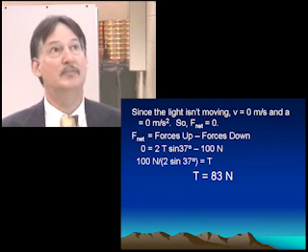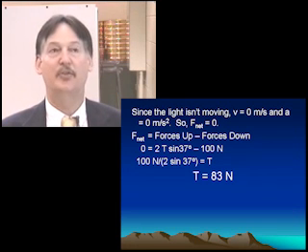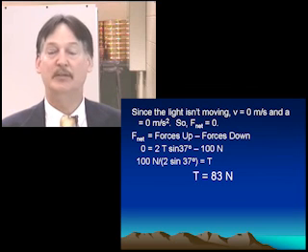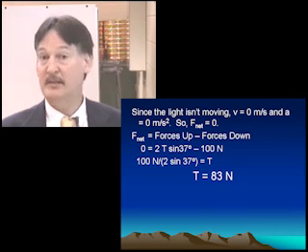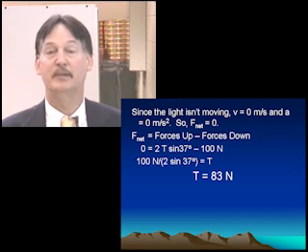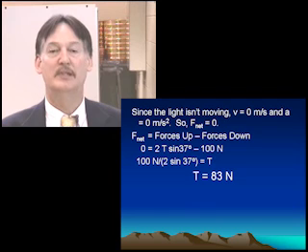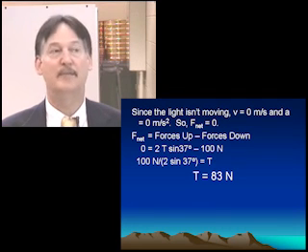Now, since the light isn't moving, we know that the net force has to also be 0, so as much force is pulling up as is pulling down. And so we have 2T sine of theta, theta is 37 degrees, so 2T sine 37 up, minus the weight of the traffic light down, 100 newtons, and those two pieces have to sum to 0. And notice that the only unknown left there is T. We can solve that for T and find that the tension in the wires is 83 newtons.